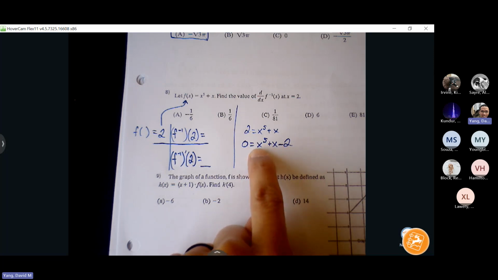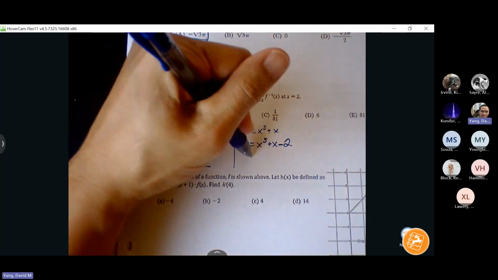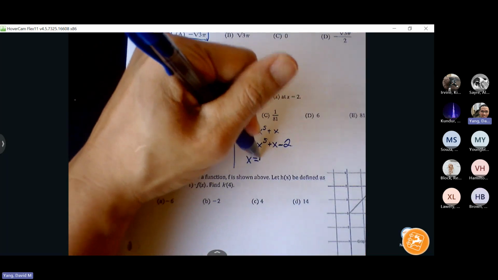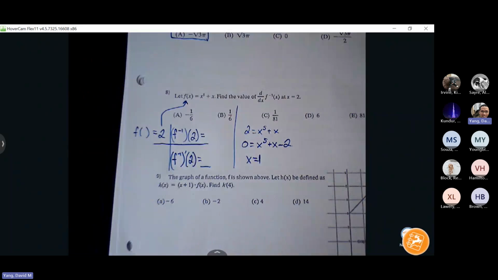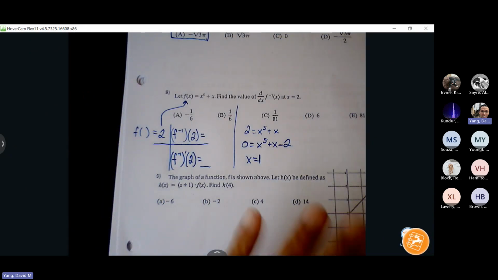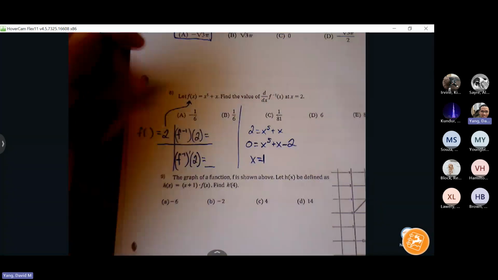If I try 1, does 1 work? 1 plus 1 is 2, 2 minus 2 is 0, so 1 works. If 1 didn't work, then try -1. If -1 doesn't work, then try 2 and -2. After a few tries, we should be able to find that number. So we have our x value.